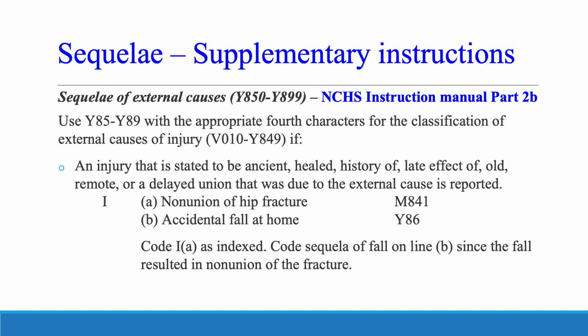Another instruction for the use of Y85 to Y89 sequela of external causes is an injury that is stated to be ancient, healed, history of, late effect of, old, remote, or a delayed union, malunion, or non-union of a fracture that was due to an external cause. In cases like that, the external cause is coded to the sequela code. So for example, a non-union of hip fracture reported on line A as due to an accidental fall at home on line B. Line A is coded as indexed, and then line B is coded as a sequela of fall since the fall resulted in a non-union of fracture.